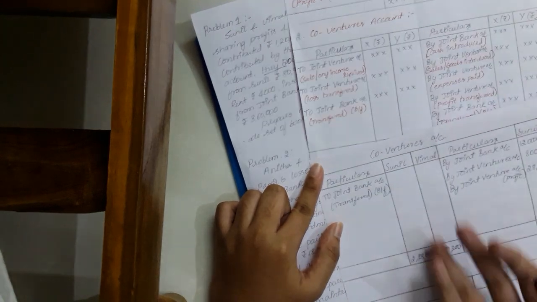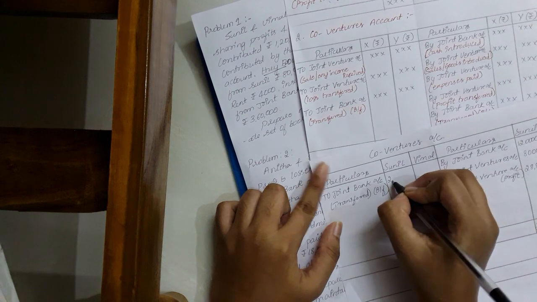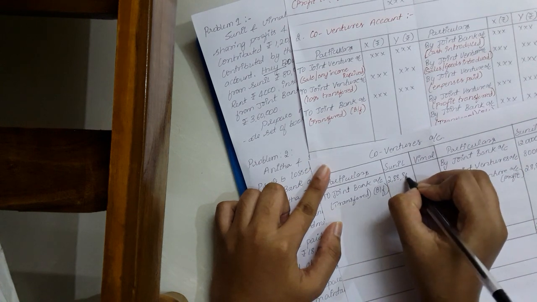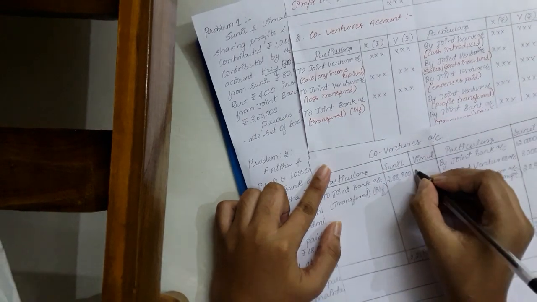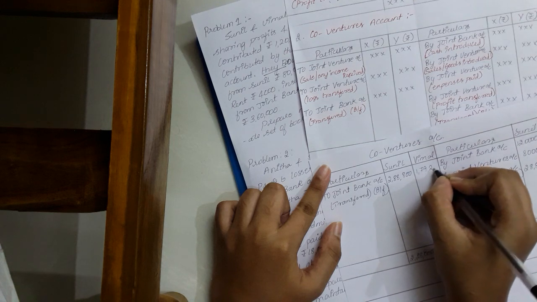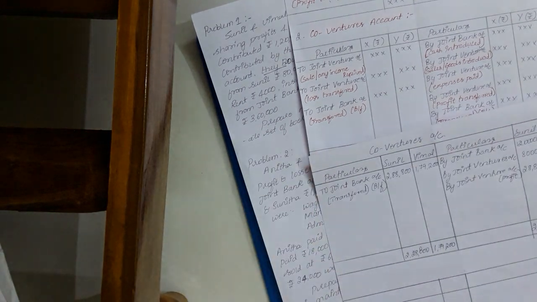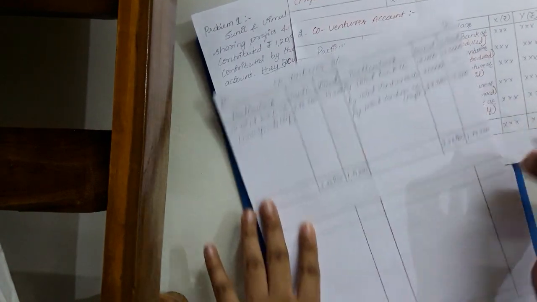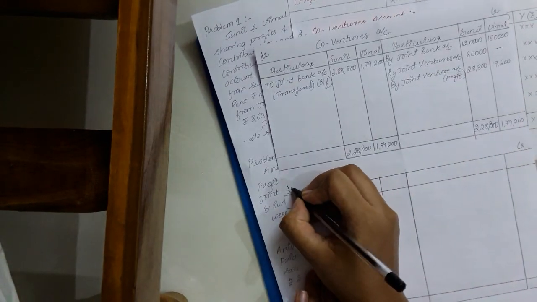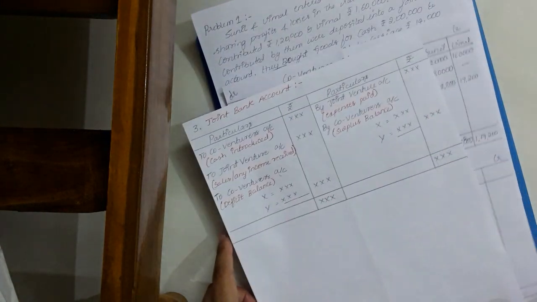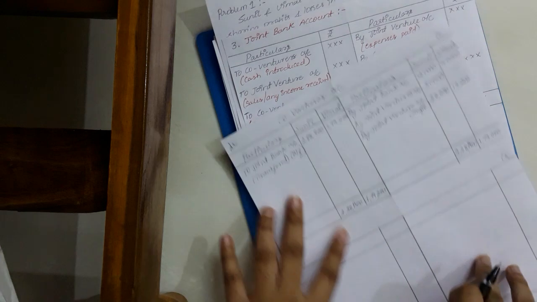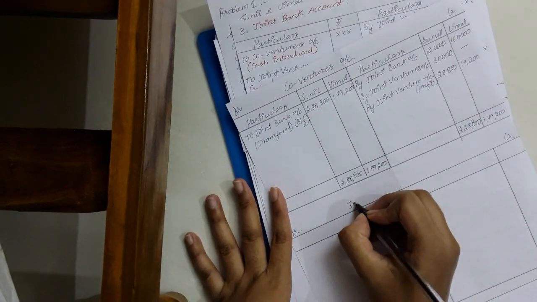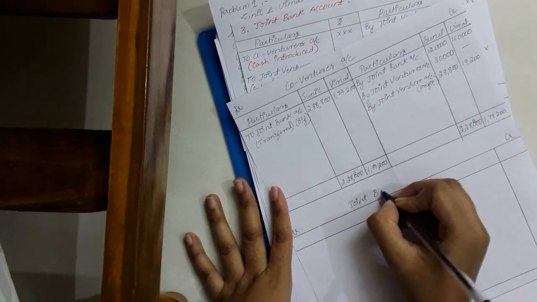There is nothing, we need to write the same. So this much value needs to be transferred to joint bank account. So this is 1,79,200. This is all about co-ventures account. Remember to write debit and credit always. Don't forget writing that. So next what do we need to prepare? We need to prepare the joint bank account, right? So coming on to the joint bank account, the joint bank account needs to be prepared.